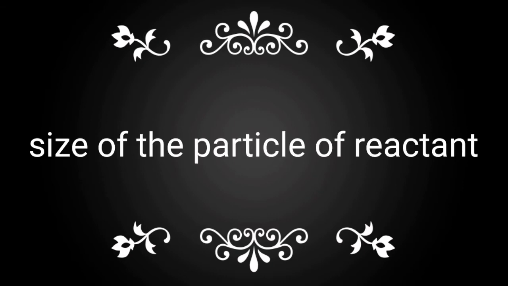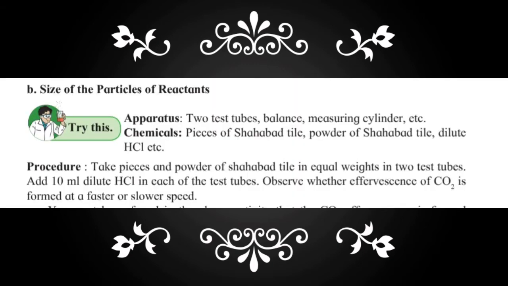Now second one, that is size of particle of reactant. You have found that CO2 is formed slowly with a piece of Shahabad tile, while at a faster speed with the powder. The above observation indicates that the rate of reaction depends on the size of the particles of the reactant taking part in the reaction. Smaller the size of the reactant particle, higher is the rate of the reaction.